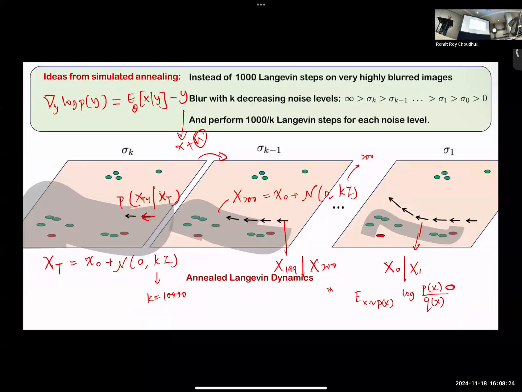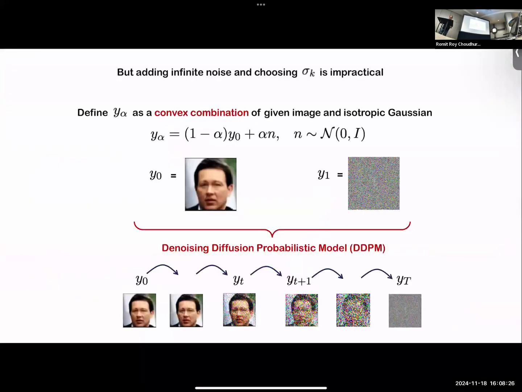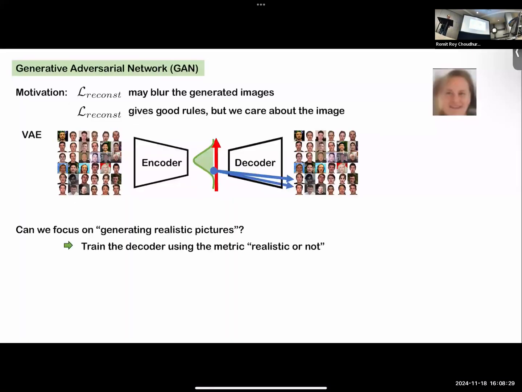I think we can stop here. I don't know if there are any more questions, but I just want to show you, there was GAN.